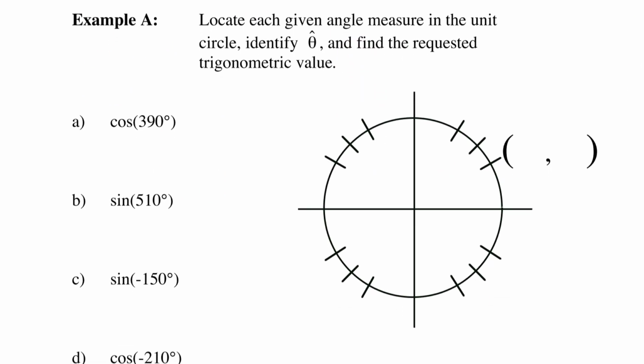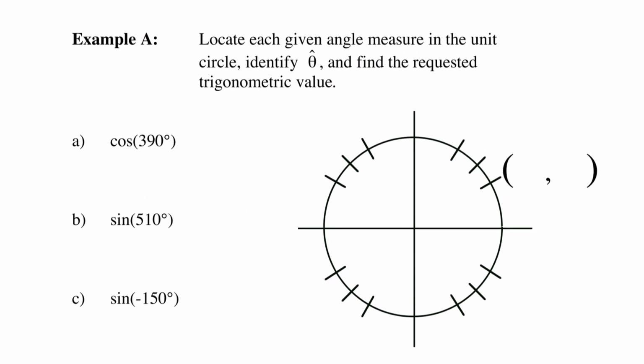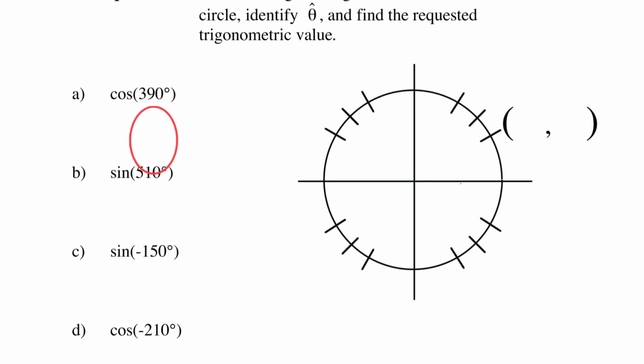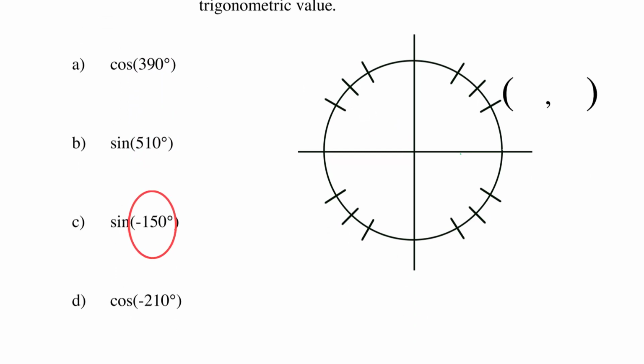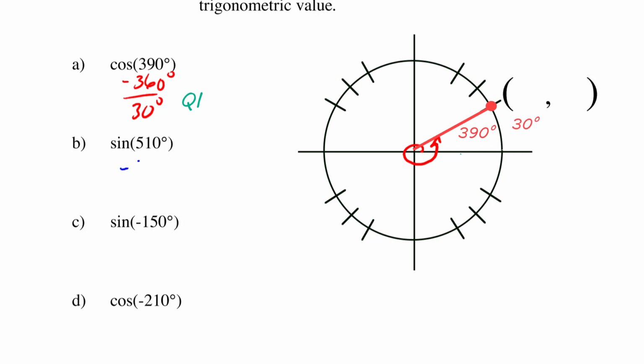Okay, let's put that into action with other values that actually have theta hat equals 30 degrees. So we're looking at cosine of 390 degrees. We have 510 degrees, negative 150, and negative 210. We kind of need to know where these are located in the unit circle. So when 390 is more than 360, we'll subtract 360 to find the coterminal angle. And of course, it occurs at 30 degrees. We'll do the same for 510 degrees. Subtract 360 and we get 150 degrees.